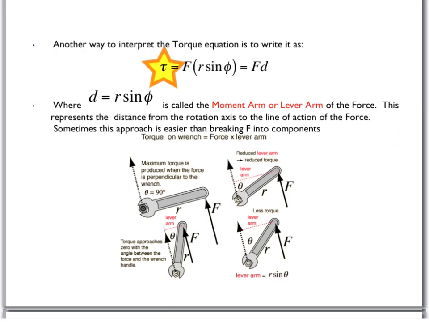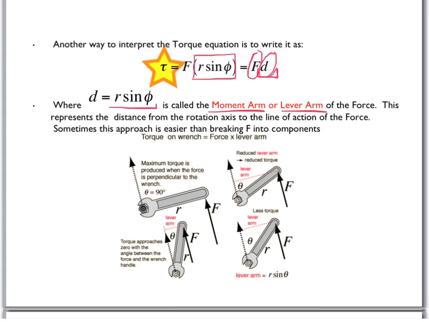Another way to interpret the torque equation is to write it as torque equaling F multiplied by an R sine of theta, or an R sine of phi. Really what we're saying here is that torque truly is a force multiplied by a lever arm, some distance away. So really this D here can be defined as an R sine theta. We would call that R sine theta, or that lever arm that we're talking about, maybe a moment arm or a lever arm of the force. This represents the distance from the rotation axis to the line of action of that force. And sometimes this approach is easier than breaking the force down into components.